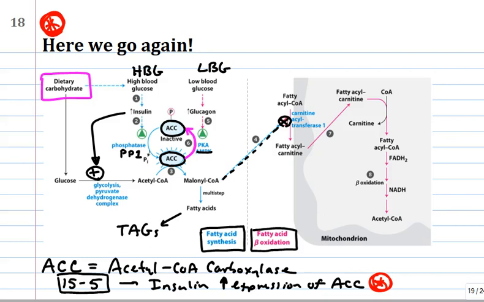And when ACC is phosphorylated, let me put the arrow back into here. When ACC is phosphorylated, it's inactive. If ACC is inactive, you don't make malonyl-CoA. And if you don't make malonyl-CoA, malonyl-CoA cannot inhibit carnitine acyltransferase 1. Therefore, low blood glucose, glucagon, protein kinase A, inactivation of ACC, we don't make fats because we don't make malonyl-CoA, but we activate beta oxidation, or we can run beta oxidation because malonyl-CoA is not being made that can suppress it.